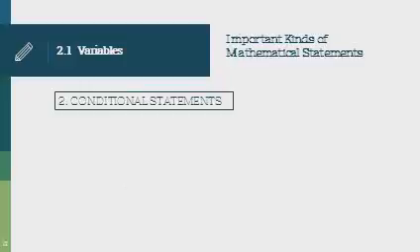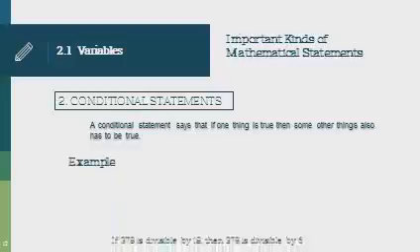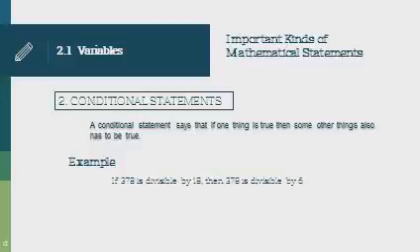So, tatandaan nyo lang kasi sa statements is their keywords. Kapag generalize siya, that is universal. Dito naman sa conditional, the conditional statement says that if one thing is true, then some other thing also has to be true. Example, if 378 is divisible by 18, then 378 is divisible by 6.